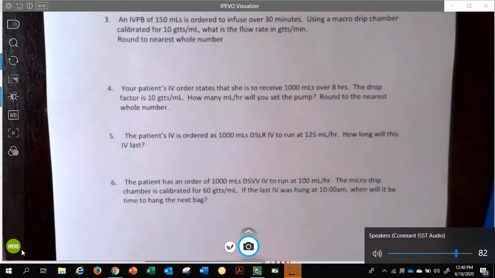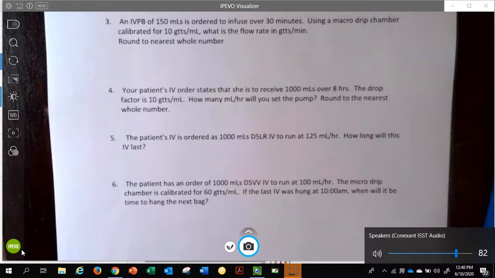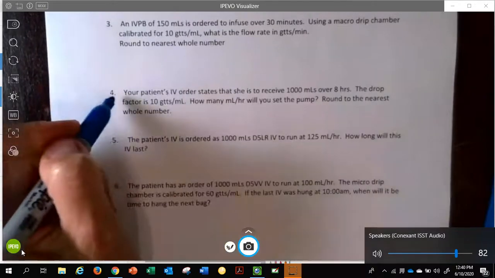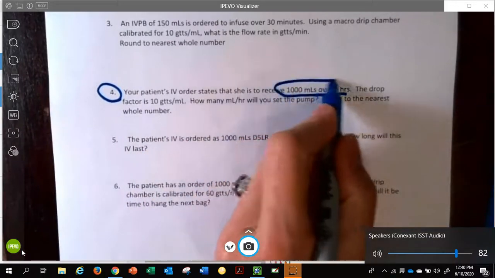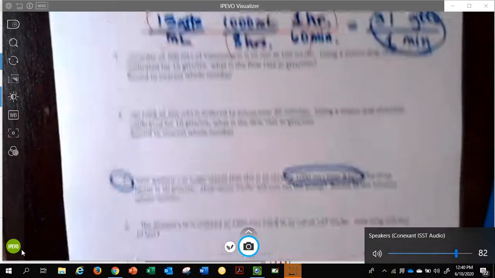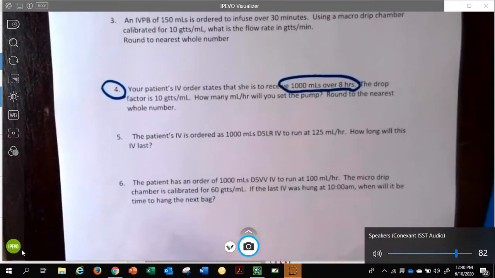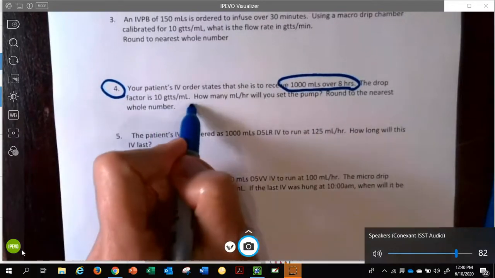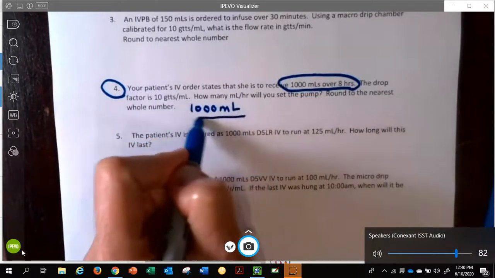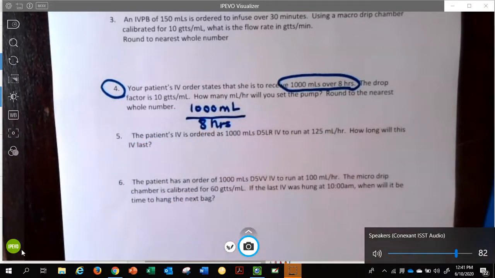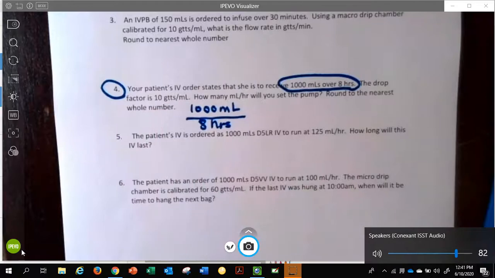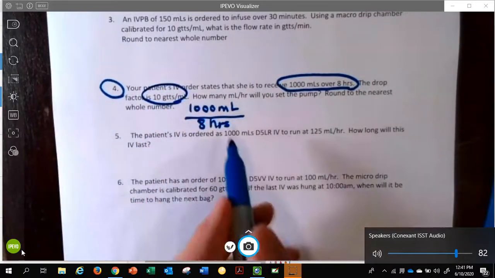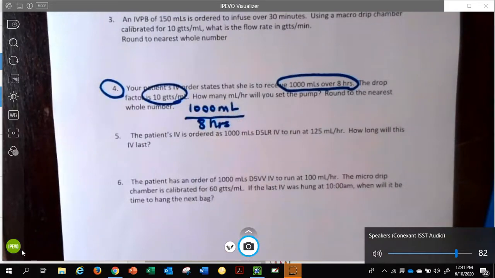I'm going to go on down to number 4. When I go on down to number 4, it says, your patient's IV order states that she is to receive 1,000 milliliters over 8 hours. And it's always good to remember what you did and to replicate that, but then it doesn't always turn out the same. But we might go ahead and do that, 1,000 milliliters for every 8 hours. When I keep reading, it says the drop factor is 10 GTTS per milliliter. I may need that. And then it wants to know how many milliliters per hour.